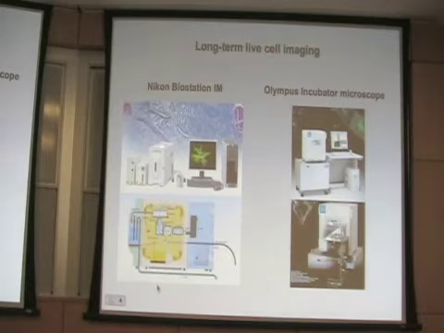I just want to mention briefly that this system contains phase contrast optics, and there's space for only a single 35 millimeter dish, which is sort of limiting, whereas the incubator microscope from Olympus provides a rotating disc inside the incubator, and there is space for up to 8 35 millimeter dishes, which allows you to do a lot of experiments simultaneously. And in addition, this system contains DIC optics, which allows you better imaging of the cell migration itself.